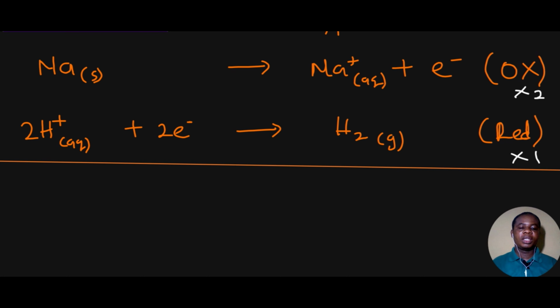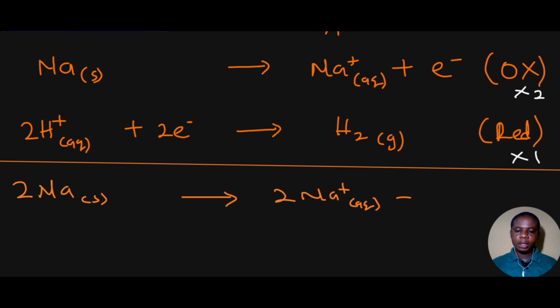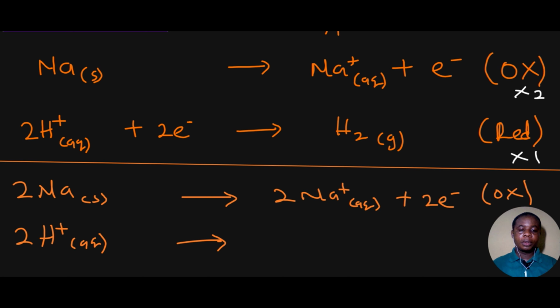So in writing the equation, this is 2 Na solid to give 2 Na plus aqueous plus 2 electrons. This is still the oxidation half cell equation, and this other one I'll multiply everything by 1, so which will still give me 2H plus aqueous plus 2 electrons to give hydrogen gas. This is undergoing reduction.